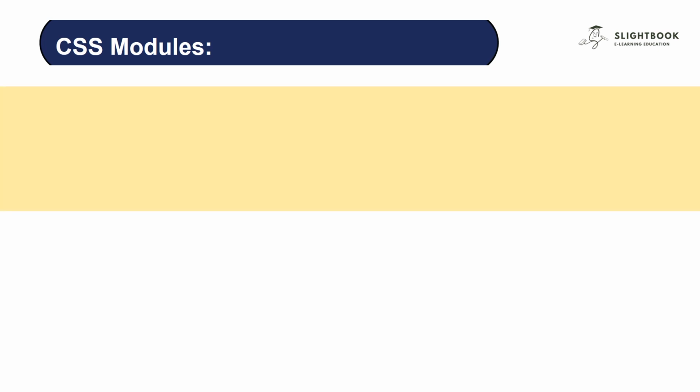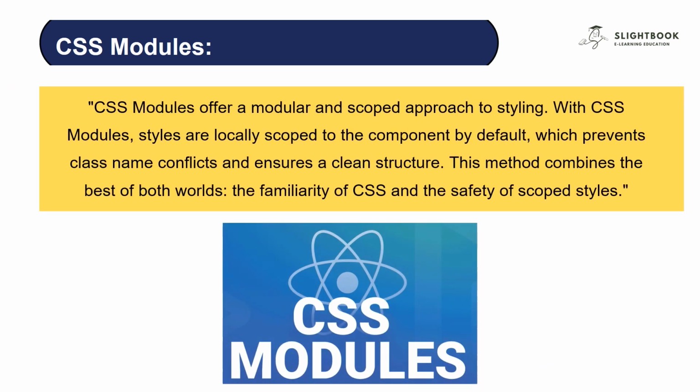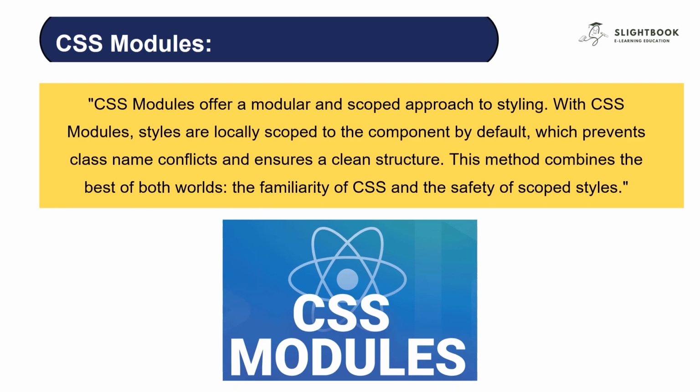CSS modules. CSS modules offer a modular and scoped approach to styling. With CSS modules, styles are locally scoped to the component by default, which prevents class name conflicts and ensures a clean structure. This method combines the best of both worlds: the familiarity of CSS and the safety of scoped styles.